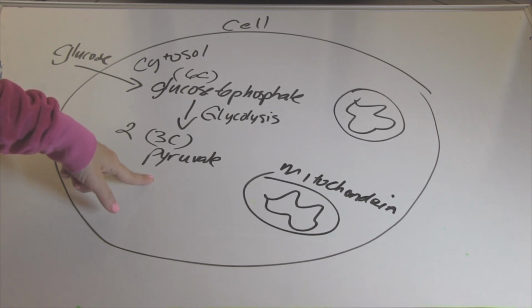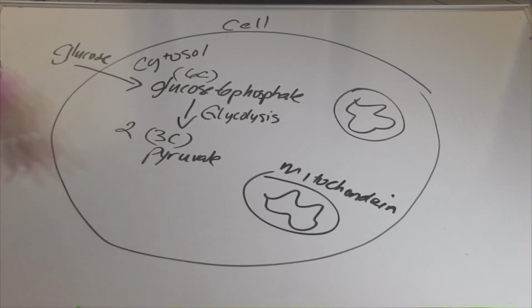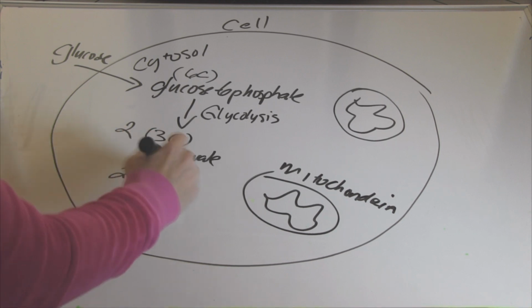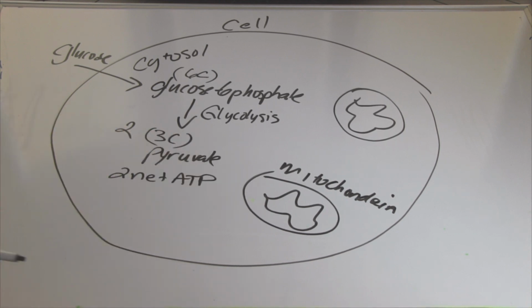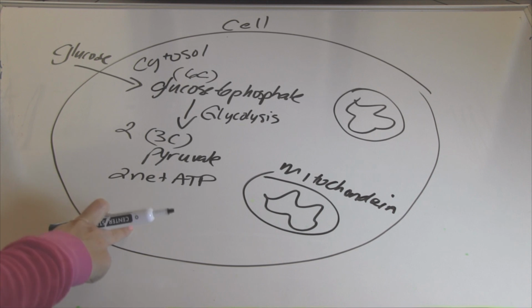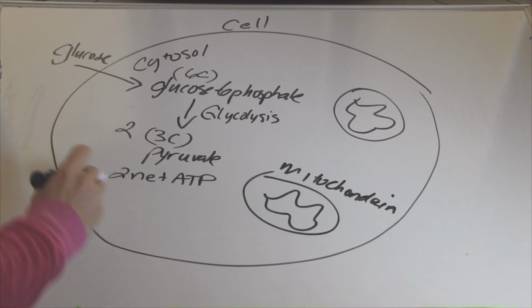We end up with 2 3-carbon molecules of pyruvate. We haven't lost any carbons yet. This has a net ATP of 2. In glycolysis, in steps 1 and 3, we had to use 2 ATPs, but we eventually create 4, so we have a net of 2 ATP.